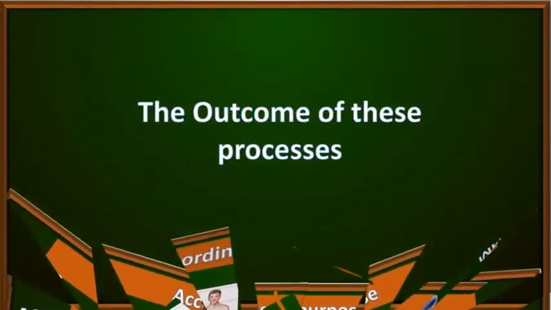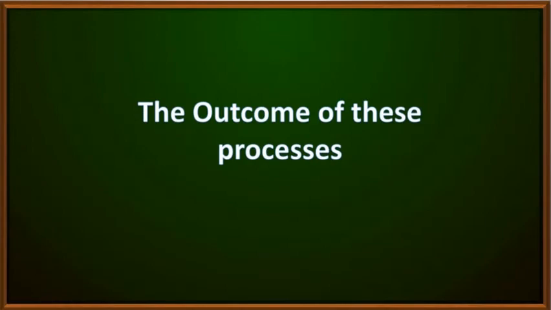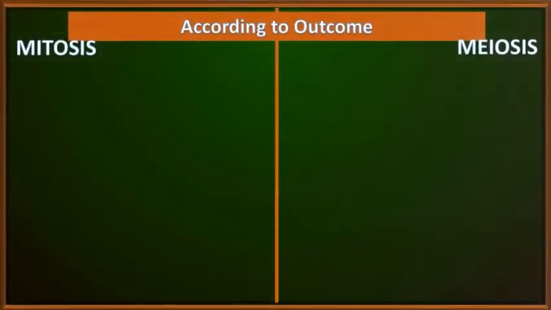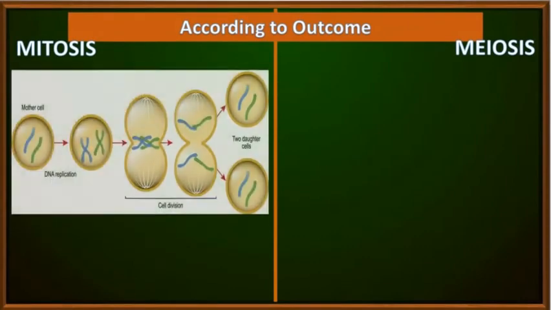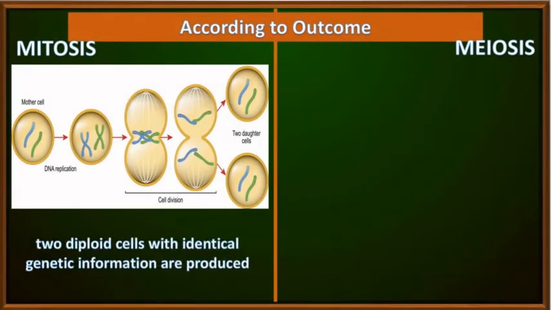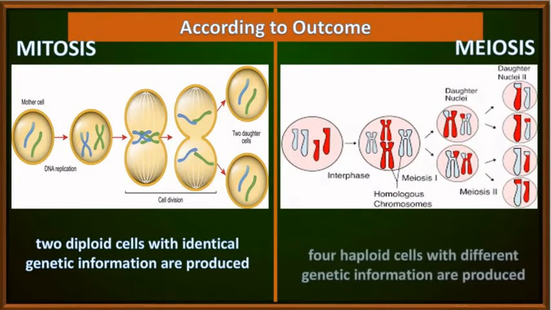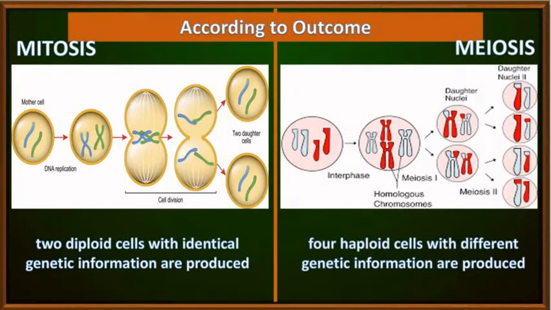The second point of difference is the outcome of the process. After mitotic division, two diploid cells with identical genetic information are produced, while after meiotic divisions, four haploid cells with different genetic information are produced.